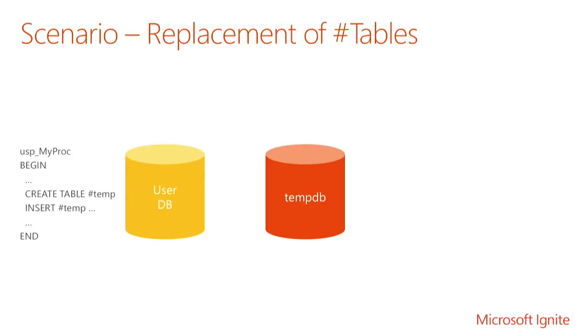How many of you use pound tables in your stored procedures? A lot of us use them, right? Okay. You know, the problem with the pound table is if you have a hot stored procedure which is called by thousands of users at the same time, it can add a lot of contention in TempDB because each time you access a pound table, it is created. It is created in the stored procedure, assuming it is in the context of a stored procedure.